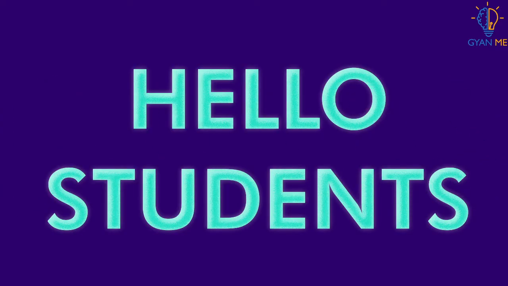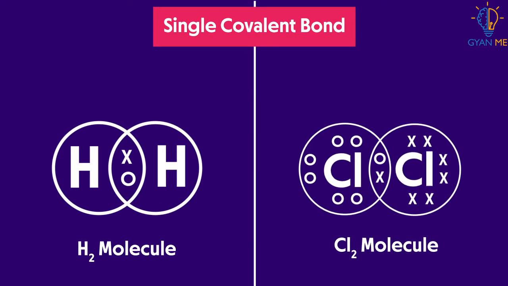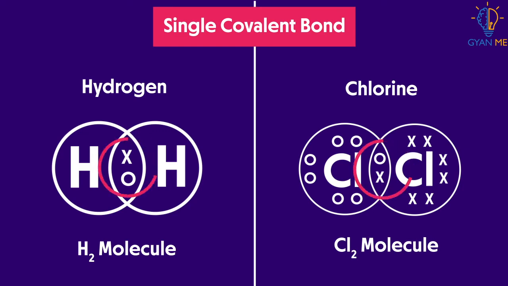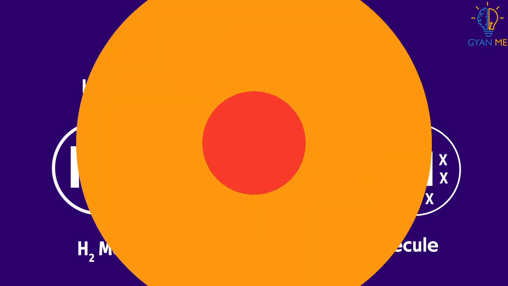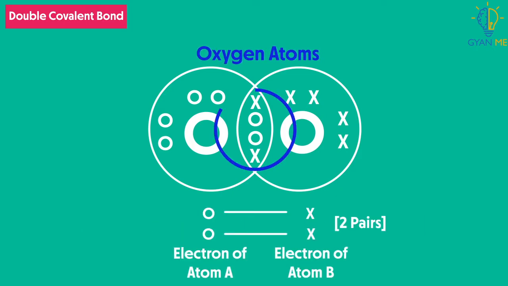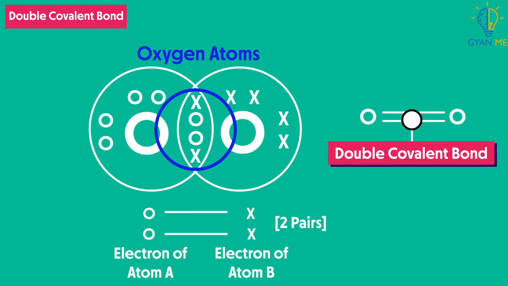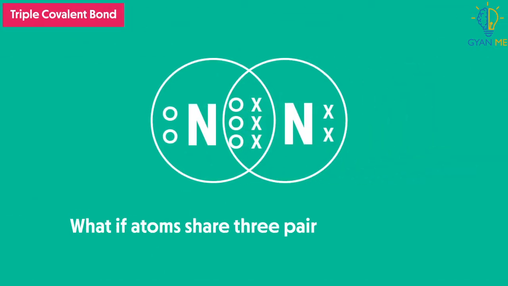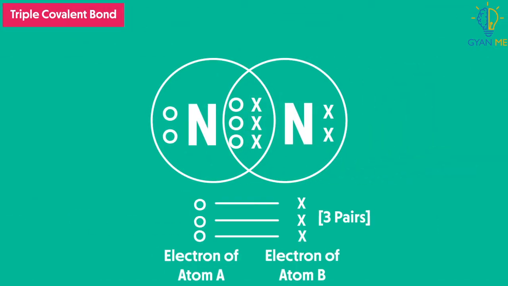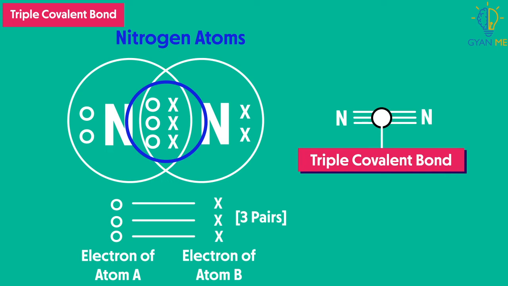Hello students! In our previous videos, we learned about single covalent bond formation in simple molecules like hydrogen and chlorine. We know that if one pair of electrons is shared by two atoms, they form a single covalent bond. But what if two pairs of electrons are shared? If two pairs of electrons are shared between them, then they will form a double covalent bond. But what if atoms share three pairs of electrons? Yes, in this case, a triple covalent bond gets formed between these two atoms.